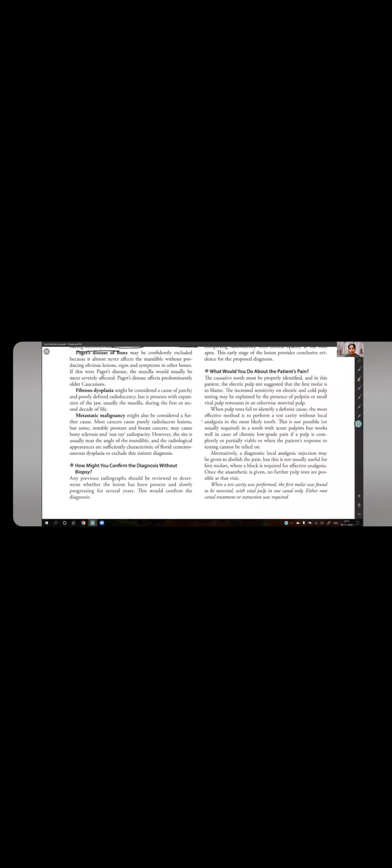Paget's disease of bone can also be excluded because it rarely affects the mandible and is mostly seen in the maxilla. Paget's disease affects predominantly Caucasians in their 40s or 50s, or older. Then fibrous dysplasia can also give you a patchy, poorly defined mixed radiodensity appearance, but it also usually affects the maxilla and young patients, usually in the first or second decade of life.